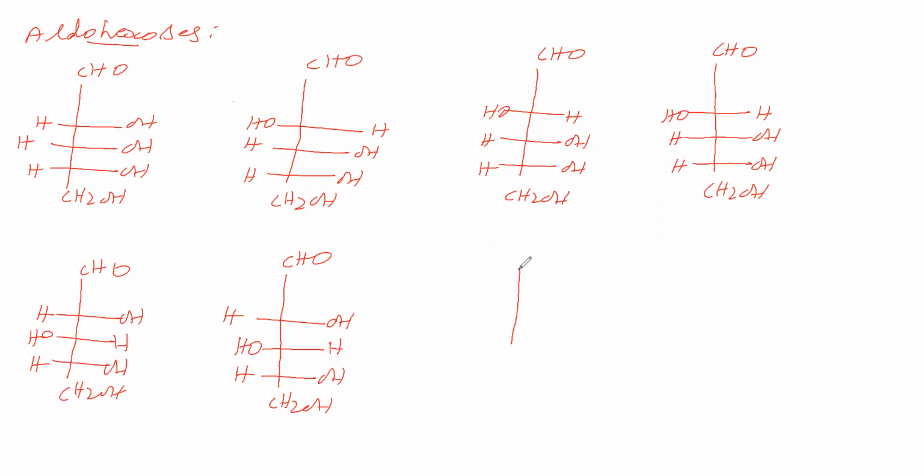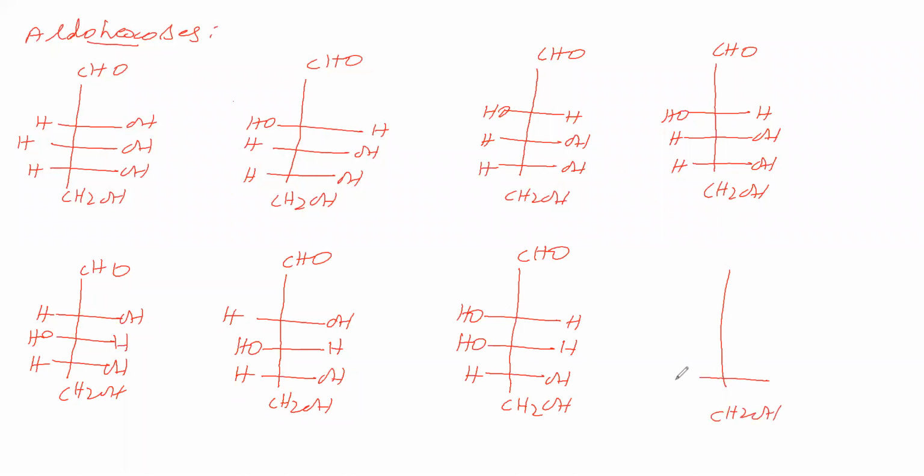Then D-lyxose we will take 2 times. D-lyxose, 5 carbons: CH2OH, next chiral carbon HOH, next chiral carbon OHH, next chiral carbon OHH, next aldehyde. Now we have taken D-lyxose, 5 carbons, 2 times. Here CH2OH, chiral carbon HOH, next chiral carbon OHH, next chiral carbon OHH, then aldehyde. All are 5 carbons. In all cases, the functional group is aldehyde.